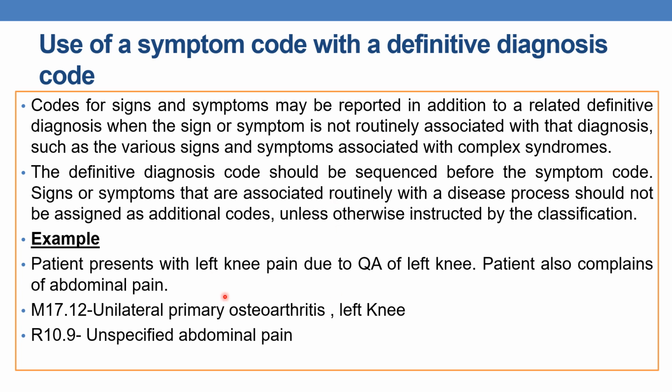This is one scenario. Codes for signs and symptoms may be reported in addition to a related definitive diagnosis whenever the sign or symptom is not routinely associated. If a sign or symptom is not routinely associated, you can code it. You need to code those signs and symptoms also along with the definitive diagnosis.